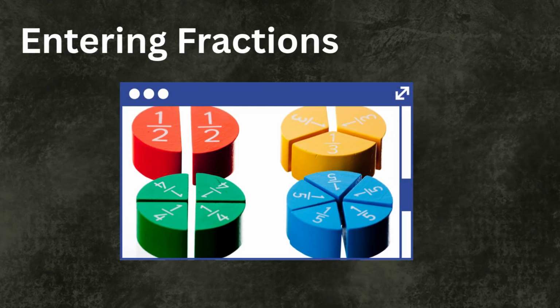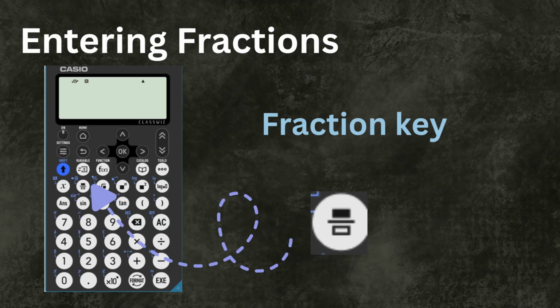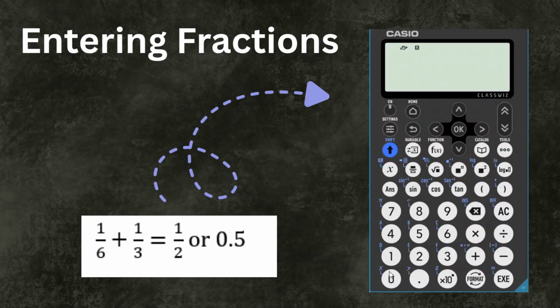Entering fractions. Before we work with parallel resistors, let's review how to enter fractions on a calculator. Some calculators have a fraction key that allows you to enter fractions directly. In this example, we are adding 1/6 and 1/3. Enter the first fraction, then the second fraction, and press equals, or execute, to calculate the answer.